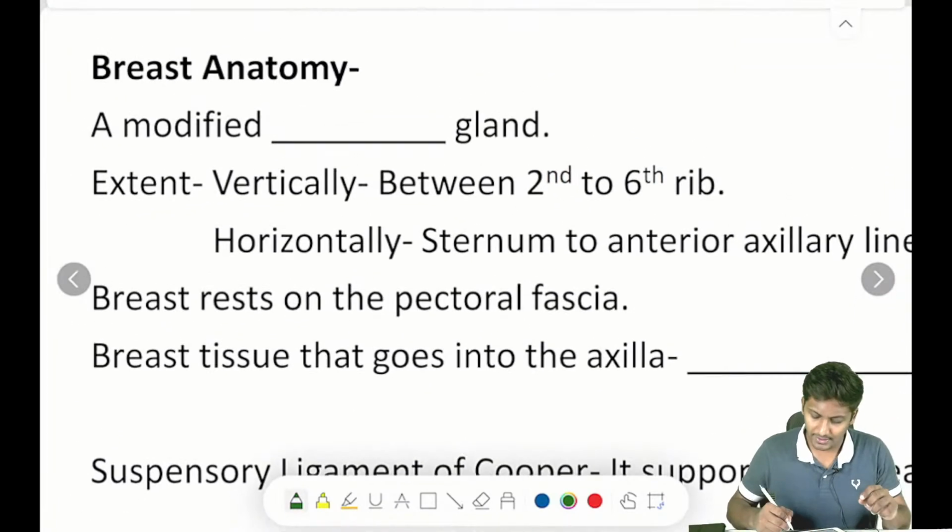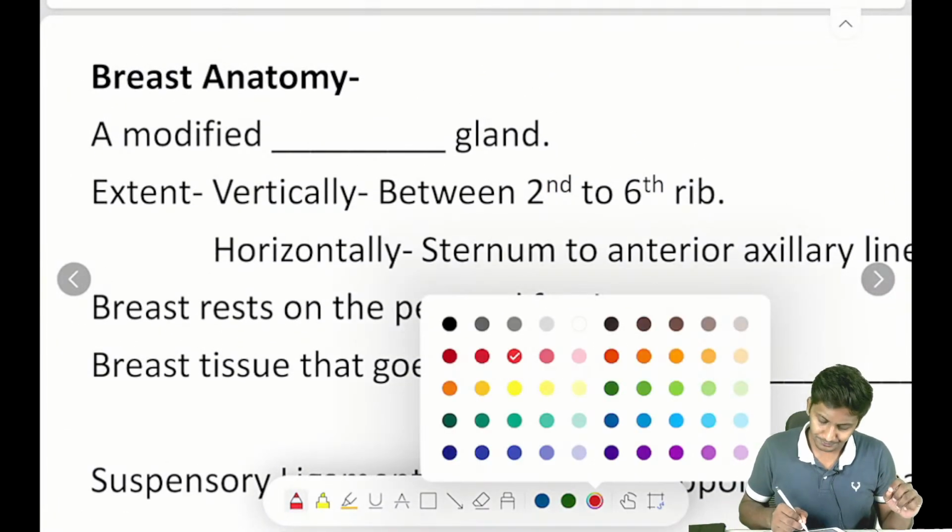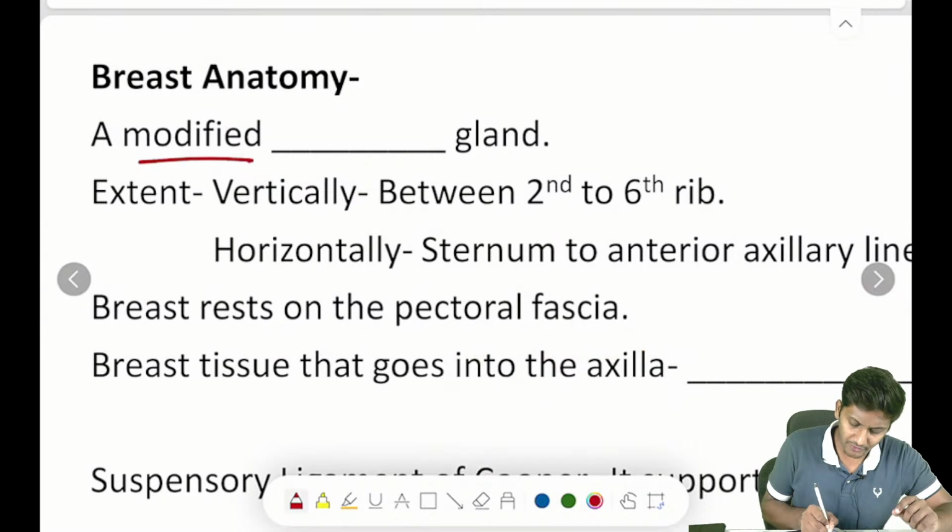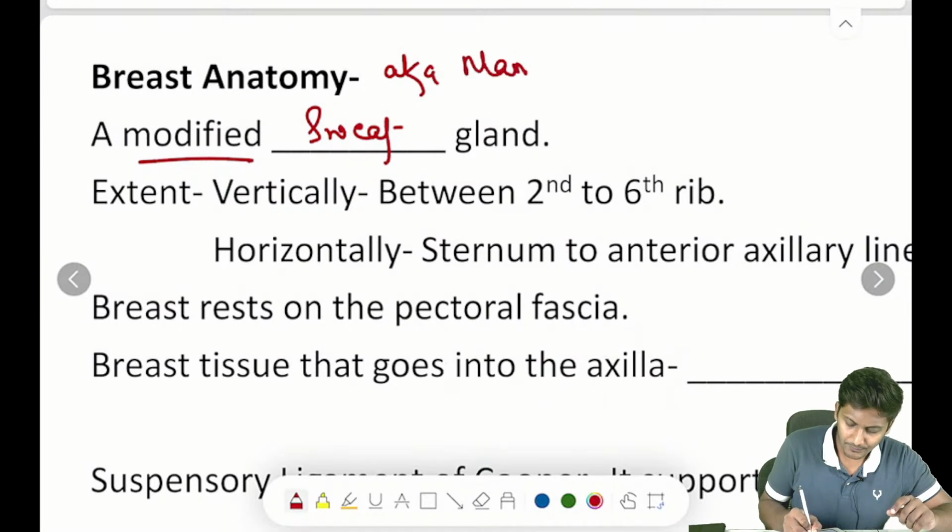Now, if I talk about the breast anatomy, you have to remember the breast, as I've told you, is a modified sweat gland, that has to be remembered. We know that the breast is also known as a mammary gland. The breast can also be referred to as the mammary gland, that has to be remembered.